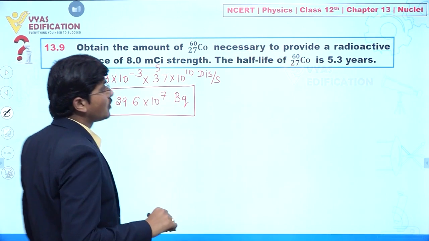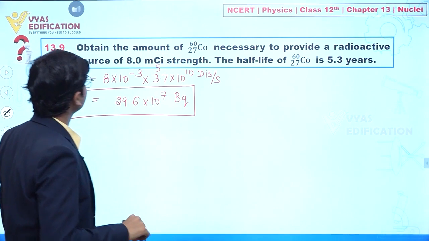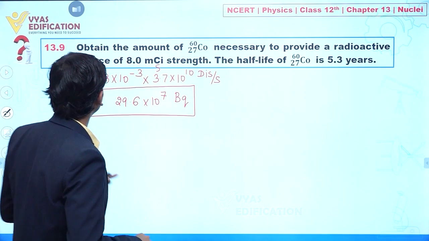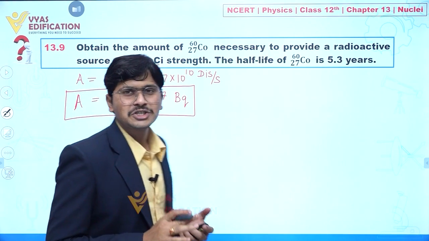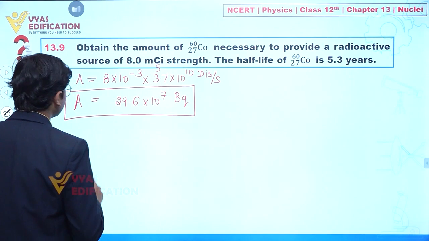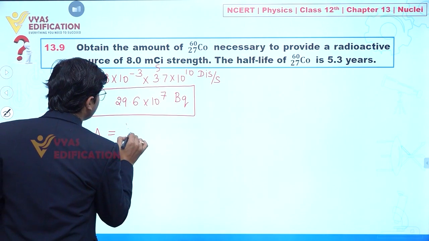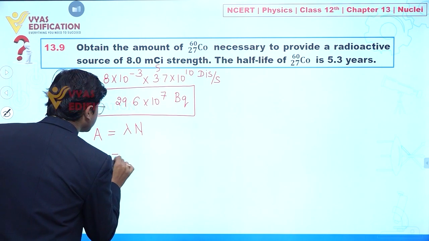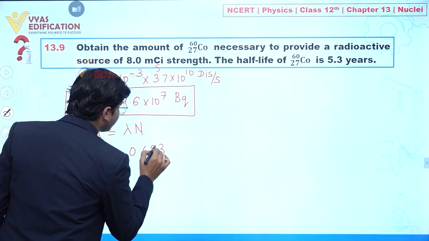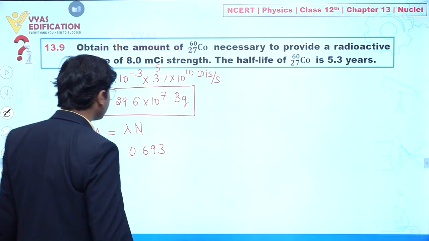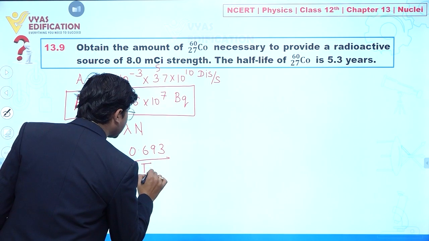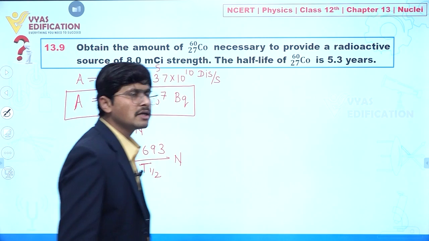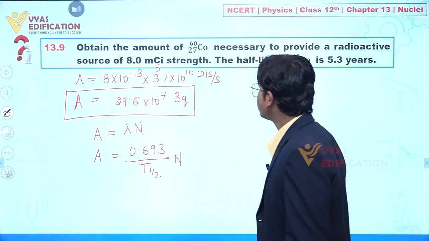Clear? But what is my objective? My objective is to calculate the amount necessary to provide a radioactive source. Clear? Actually you know one relation. What is that relation? That relation we have, A should be equal to lambda times N. Clear? Now we can write this lambda in terms of the half life. So 0.693 divided by the half life, that is T half. Clear? Multiplied with N. So from that can we find the total number of atoms that is present?